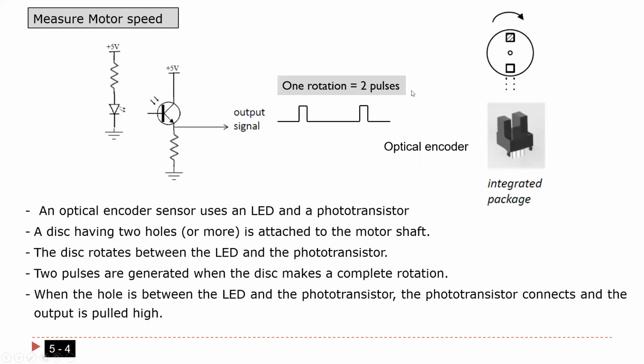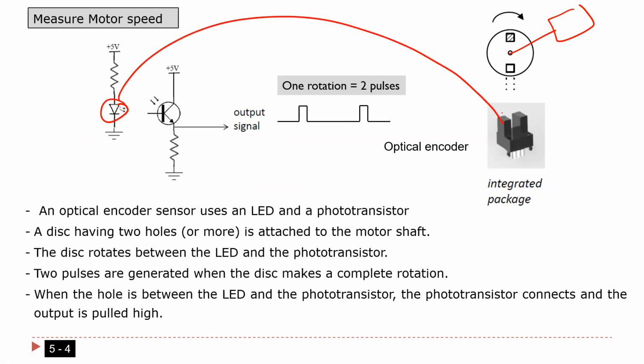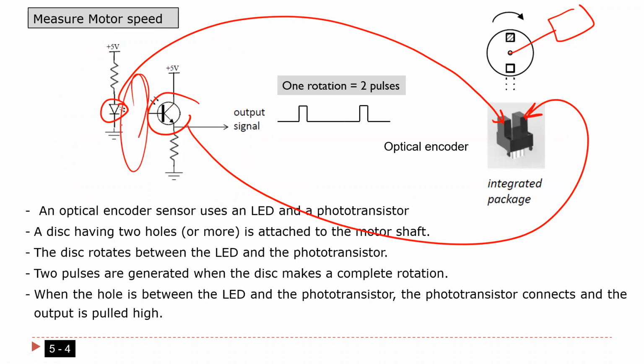One way, if I want to measure the motor speed, I can attach a disk. As you see here, we have a disk here. This is the motor. So I can attach a disk to the motor, and then this motor is gonna go through a package like this one. This package has an LED to transmit light, and it has what's called a phototransistor. So this one is on one side, and this one is on the other side, and the disk is gonna go through between them.